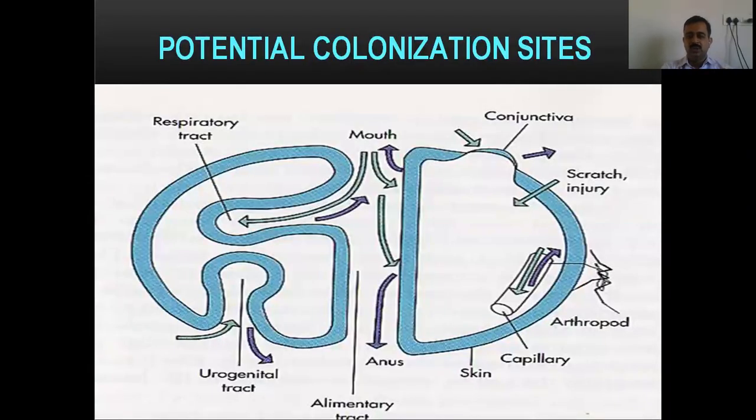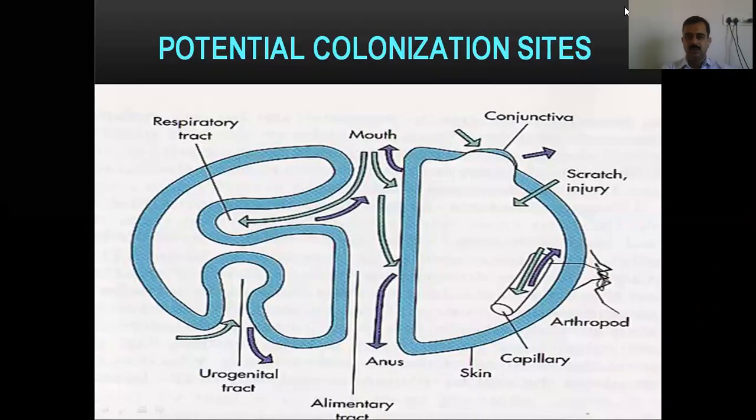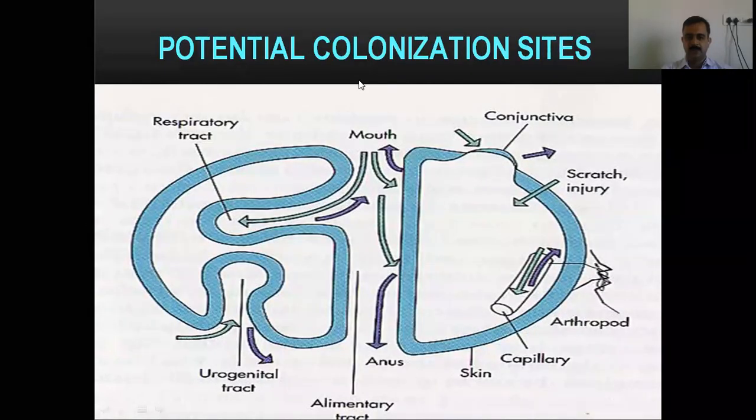Now, where can we find the normal flora? This is one of the important points. The normal flora may be in the mouth, conjunctiva, that is the eye, scratches or injuries, arthropod or insect bites inside the capillary, skin, anus, alimentary canal, urinogenital tract, and respiratory tract. These are the specific sites in which colonization of the normal flora takes place.